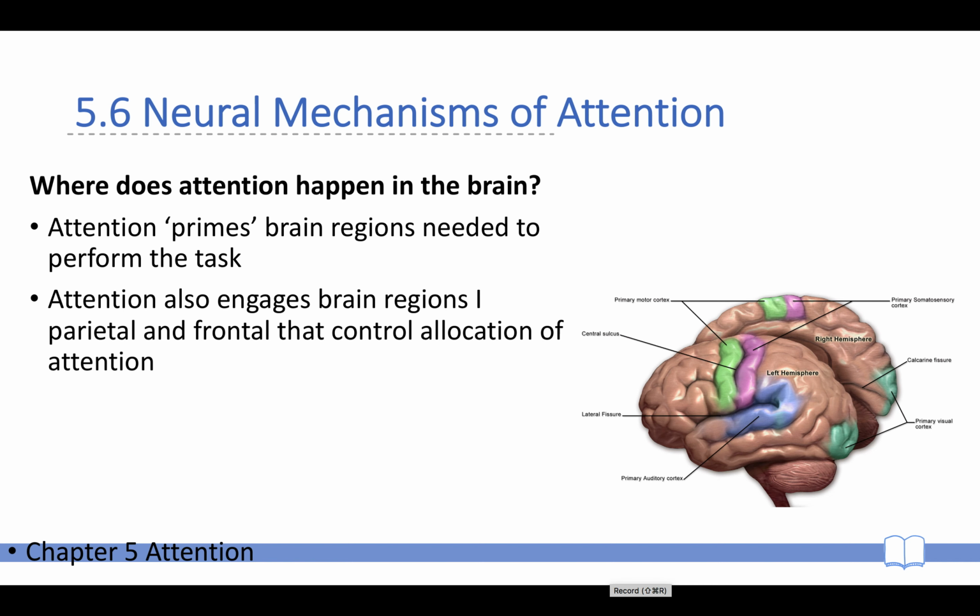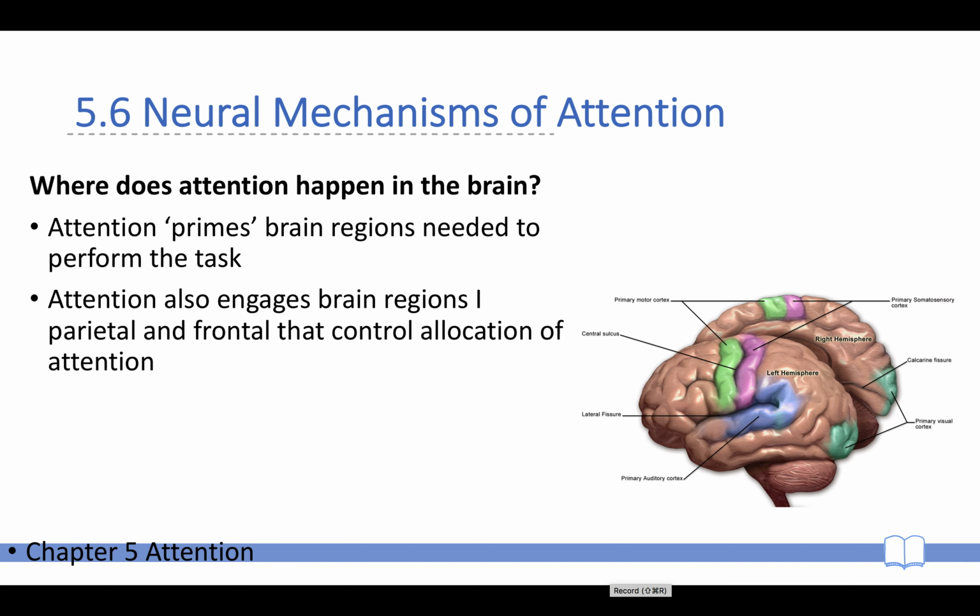One thing we know about attention is that it tends to prime brain regions that are needed to perform a specific task. For example, if somebody's engaging in a visual attention task, then we will see portions of the visual cortex become more active prior to engaging in the actual task. Similarly, if somebody knows that they are going to have to listen for a particular stimulus, let's say we are waiting for a particular auditory stimulus to be presented, we may see part of the auditory cortex become more active as we are waiting for that stimulus to be presented.